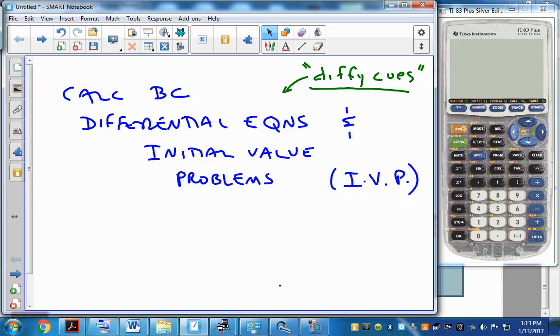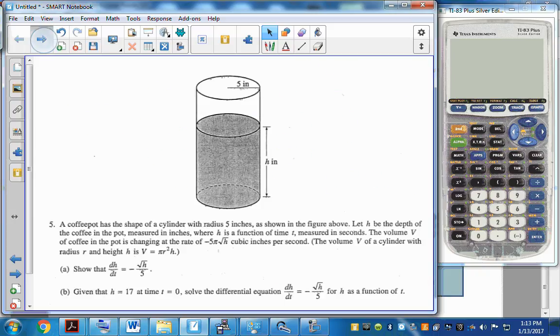Hopefully I'll have one of these. I want to look at the coffee pot problem first. We've got a lot of work to do, so I'm not going to do the coffee pot problem for you. It's almost identical to the one in your textbook as example one.